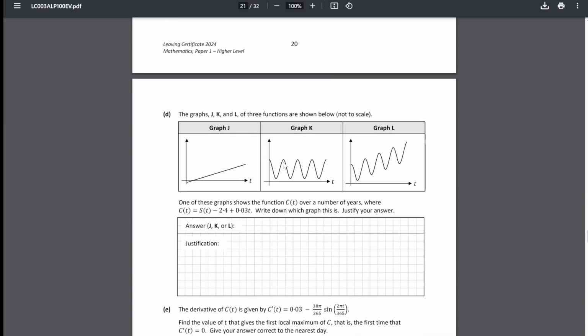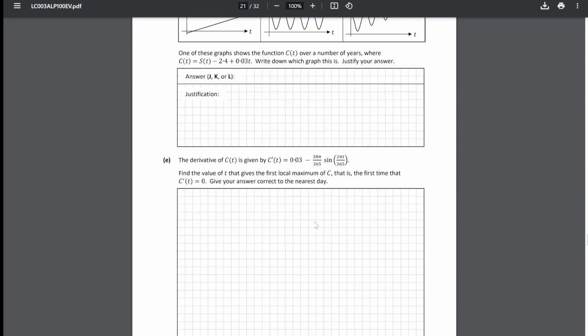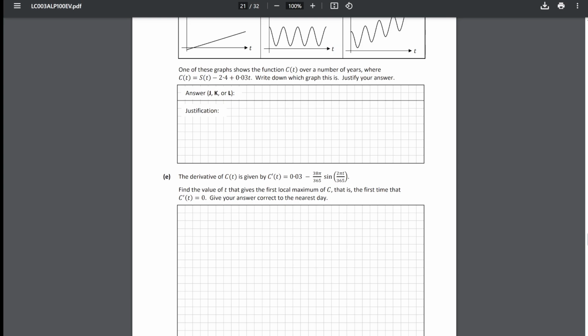And then there was this question. Again, you have to be very careful in reading that it involves this s of t, which is a trigonometric one. So you'd actually be looking, we'll give spoilers on this, at L because it represents both sine waves and a straight line all in the one. Then they give you the derivative, c dash of t, which is handy enough, and then you just have to set that to zero.